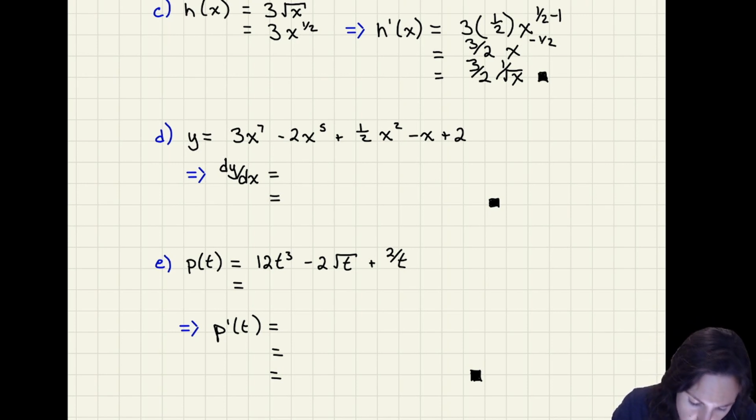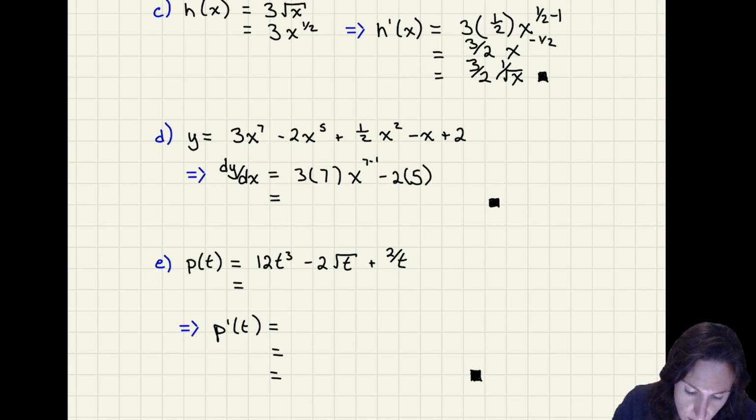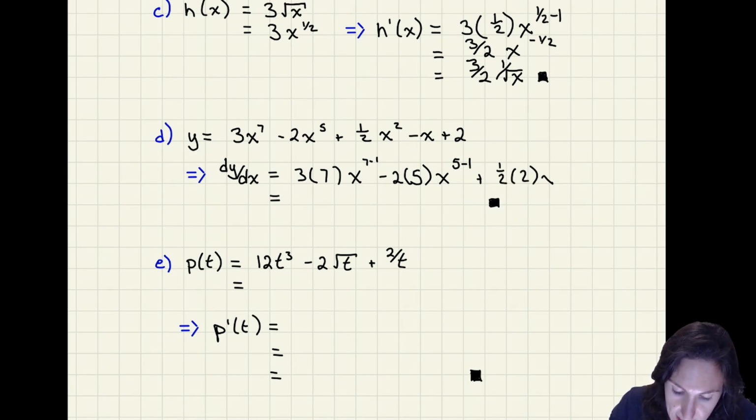So we would have 3 times 7, x to the 7 minus 1. And then I would have minus 2, bring down the exponent, x to the exponent minus 1, plus 1/2, bring down the exponent, x to the 2 minus 1. And then we can just write this one as minus 1. And then this would be plus 0 because it's a constant.